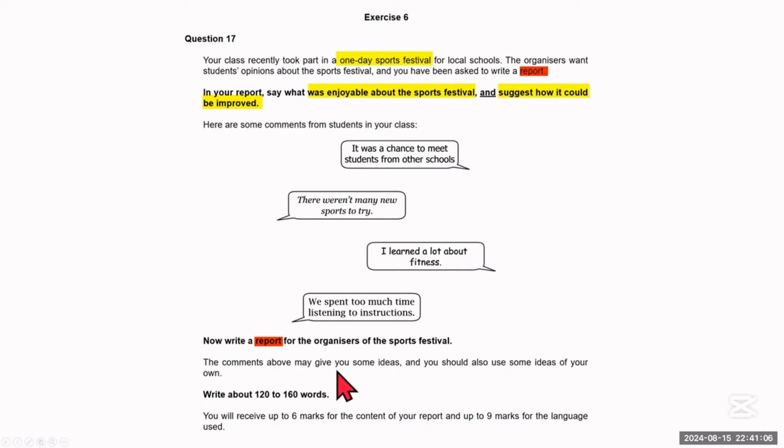The comments above may give you some ideas, and you should also use some ideas of your own. Please do so. Write about 120 to 160 words. So aim for 160 rather than 120. So you will receive 6 marks for the content of your report and up to 9 marks for the language used.